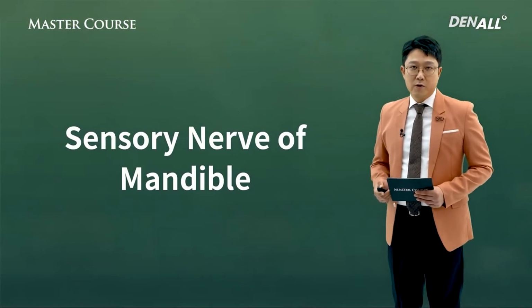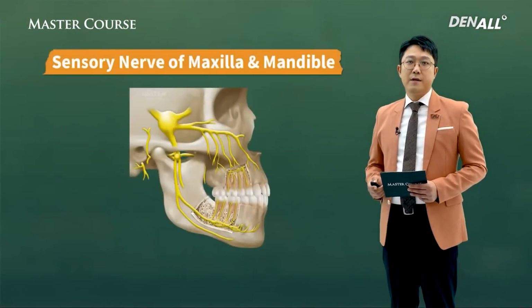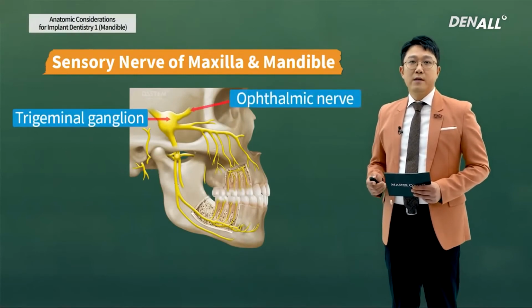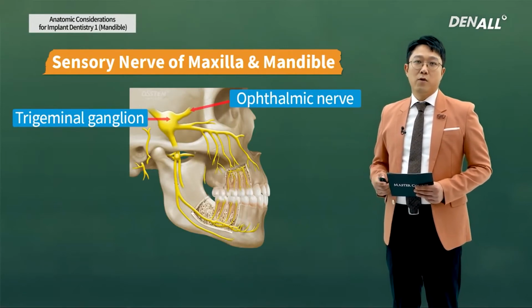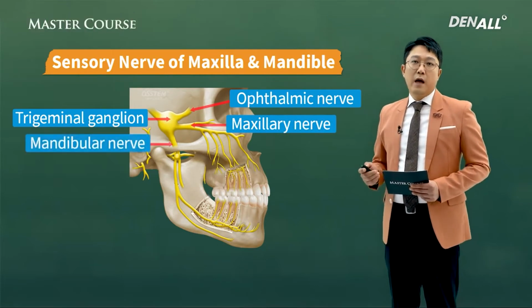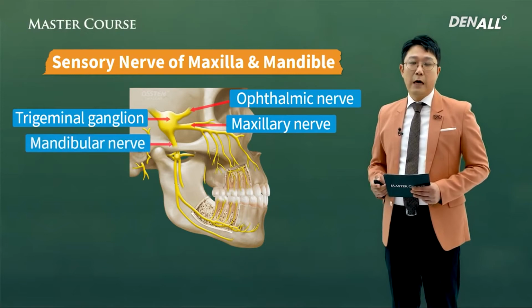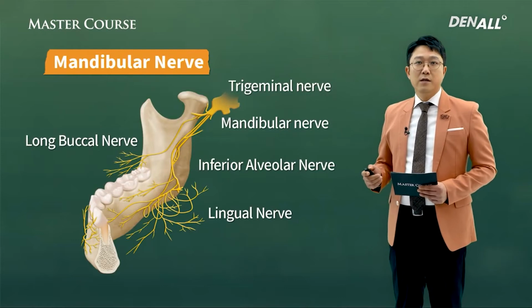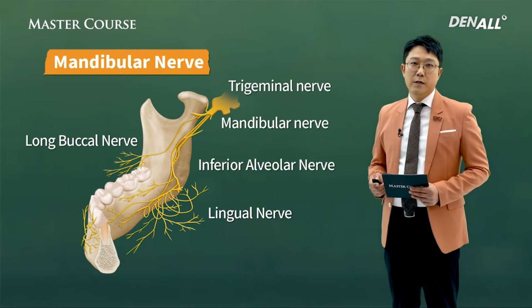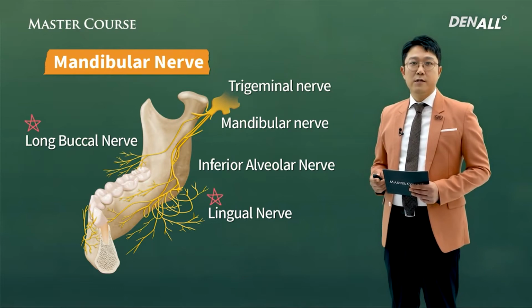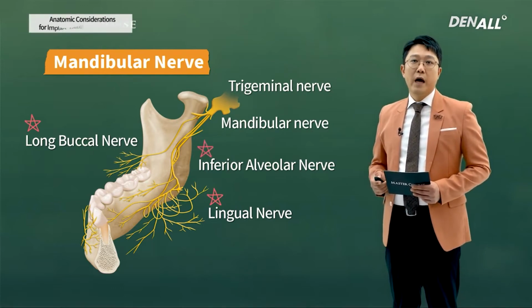Next, sensory nerve of the mandible. In dentistry, nerves are primarily from the trigeminal ganglion, and the ophthalmic nerve goes to the eyes, and the maxillary nerve goes to the maxilla, and the mandibular nerve is branched from there to go to the mandible. The mandibular nerve is branched into 6 nerves, and we need to be careful when we place an implant. Long buccal nerve, the lingual nerve, inferior alveolar nerve.